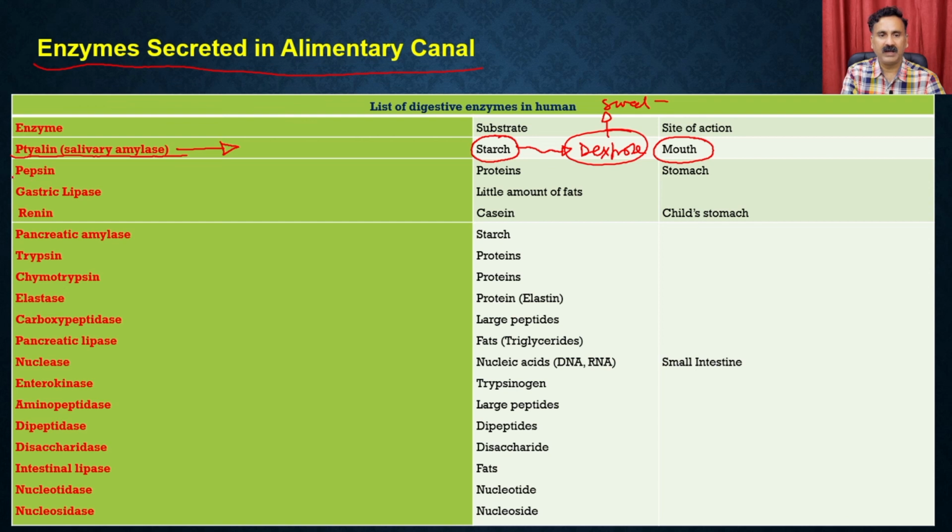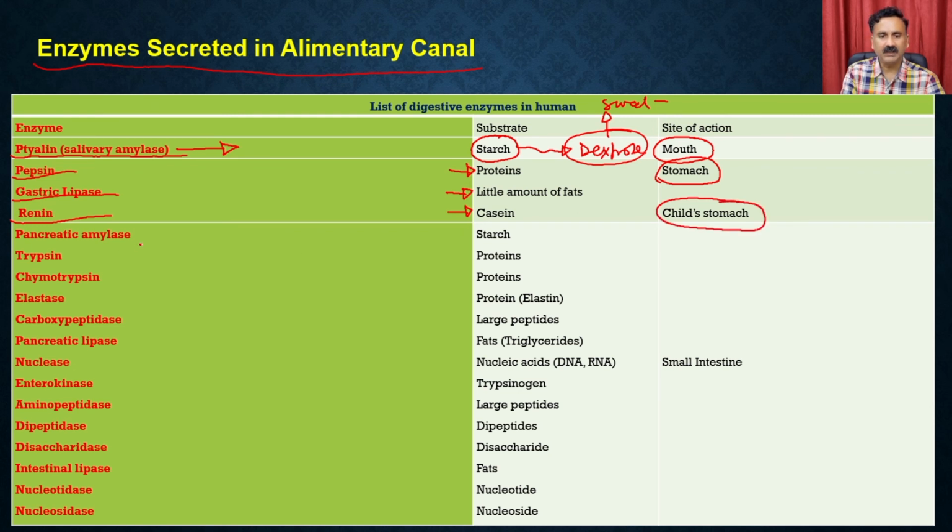Then you are going to have three enzymes, pepsin, gastric lipase and renin, and all three act on different types of substrates like proteins, fat or casein proteins. They are present in the stomach, and in the case of renin, that is only present in the child's stomach.